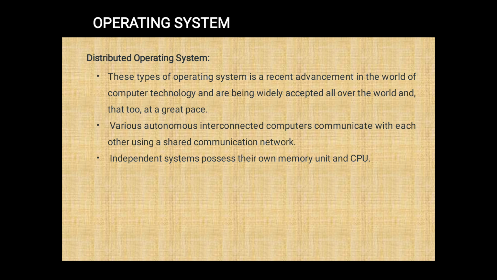The sixth type of operating system is the distributed operating system. This type of operating system is a recent advancement in the world of computer technology and is being widely accepted all over the world, and at a great pace, right? Various autonomous interconnected computers communicate with each other using a shared communication network. It manages a collection of independent computers or nodes connected through a communication network to provide a single system image. For that purpose, we call this a distributed operating system. It works on an independent basis.